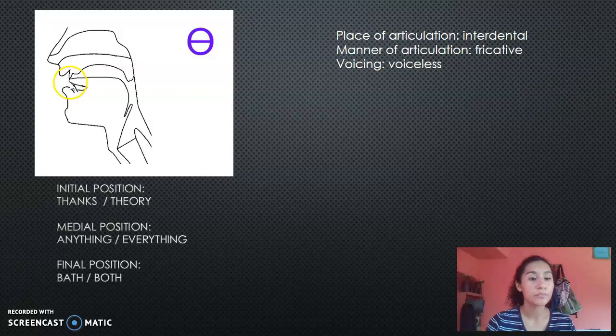of articulation of the phoneme is interdental because the tongue is between the upper and the lower teeth. As you can see here, the tongue is between them, and for that this is an interdental sound. And the manner of articulation means how the airflow is constricted in the vocal tract, and this is fricative because the tongue approaches but does not make contact with the place of articulation. So this is fricative, and this is a voiceless sound because you don't feel vibration in your vocal tract.